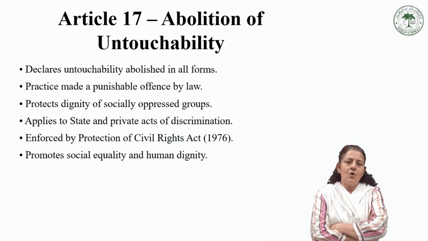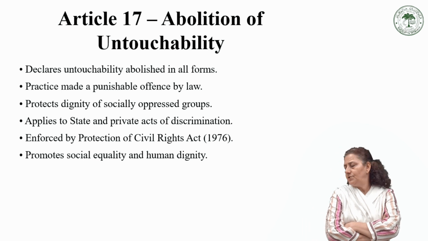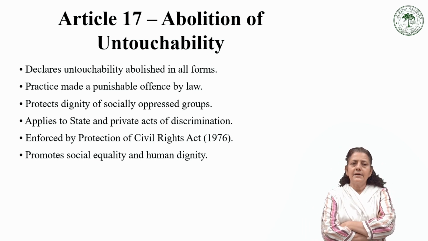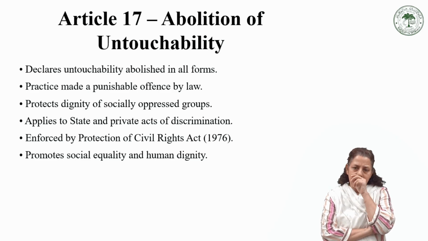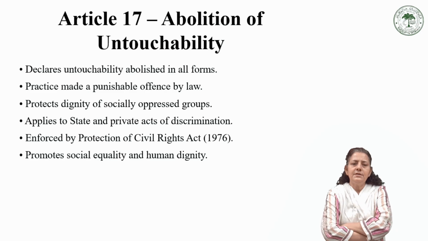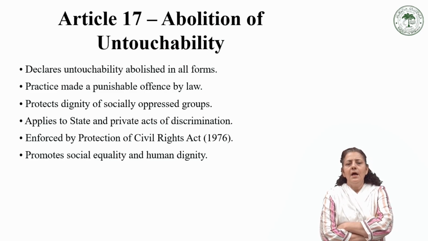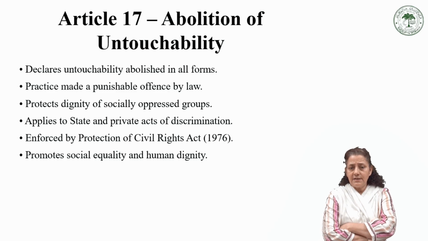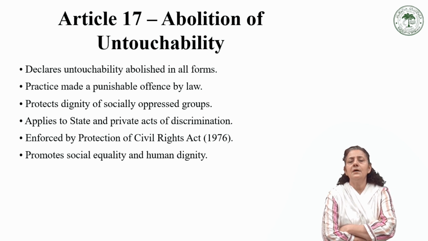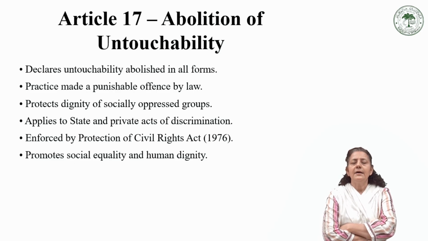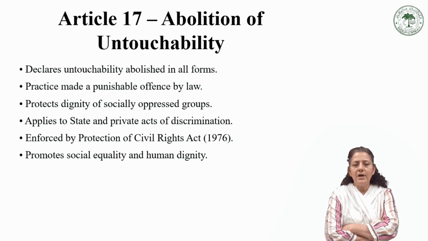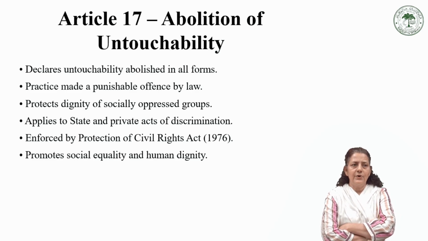It upholds the principles of equality and fraternity and ensures that no person is denied access to public places, services, or opportunities on the basis of caste. By making the practice of untouchability a punishable crime, the Constitution reinforces the dignity of the individual. This article, along with Articles 14, 15, and 16, forms a strong foundation for social justice in India. It marks a major step in transforming India from a society divided by caste into one guided by equality, human rights, and constitutional morality.